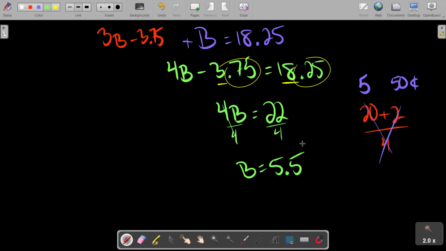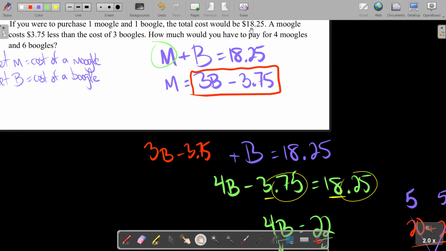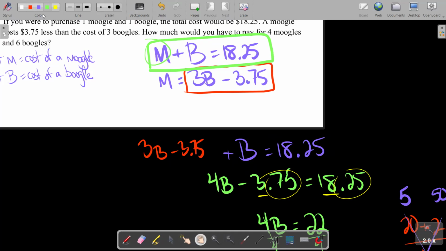How are we going to find the cost of a Moogle? Plug it back in the box. That's what the box is for. Or plug it in the equation that you like if you don't like the box. Like this first equation is actually pretty friendly, right? You would agree if I go into this green box, that's pretty nice. One of each, if I buy one of each, I pay $18.25. And if one of them, the Boogle, costs $5.50, this one really just says that a Moogle plus $5.50 is equal to 18 and a quarter.